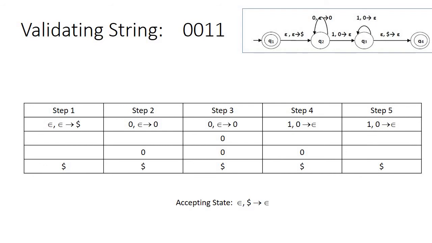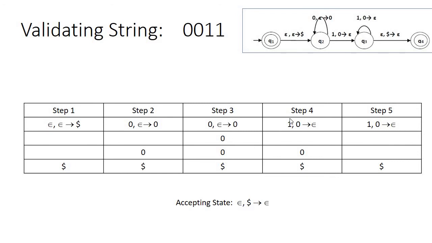So this is the example in which we have 2 zeros and 2 ones. Step 1, we are placing the dollar on the top of the stack, so here is the dollar. Step 2, we are reading 0, the very first 0, and we are pushing 0 on the stack top. So 0 is over here, on top of the dollar. Step 3, again we are reading 0, so we need to have another 0 on the stack, so we just push 0 onto the stack.